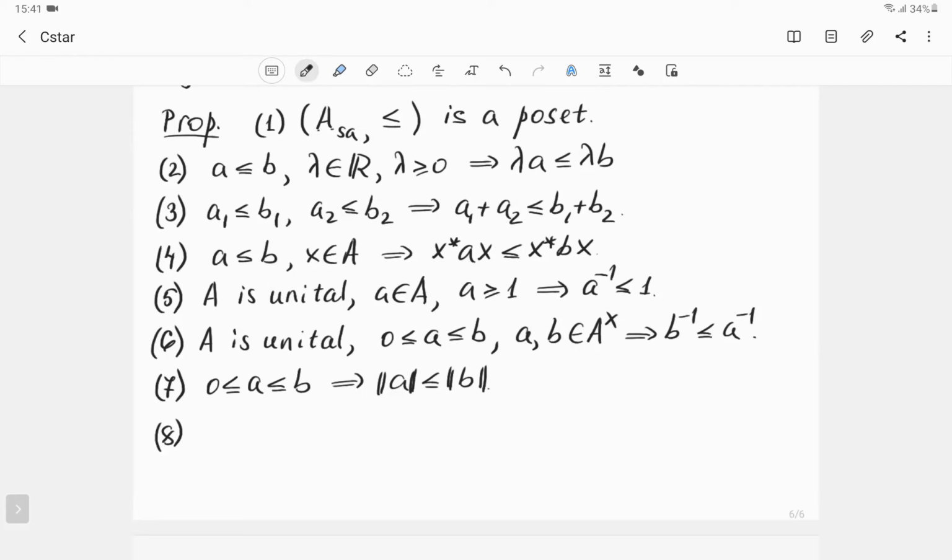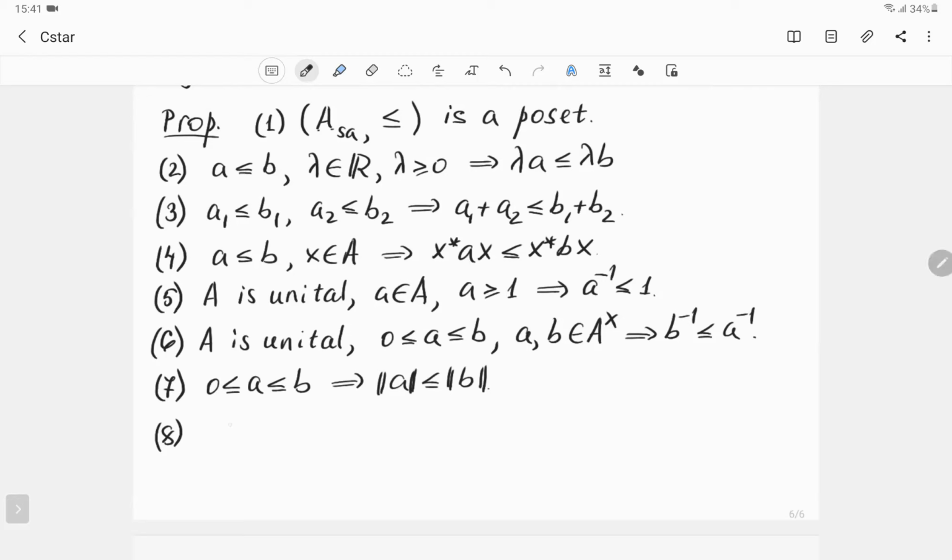Well, maybe property 8 should be property 7. So let's just wait a moment. Let me recall the proof. Oh no, that's okay.